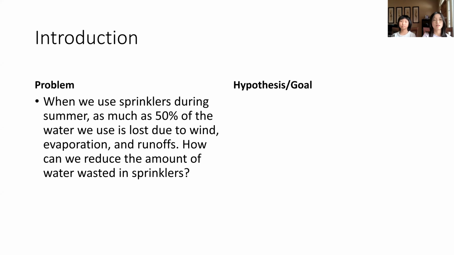So the problem is that when we use sprinklers during summer, as much as 50% of the water we use is lost due to wind evaporation and runoffs. Our question is, how can we reduce the amount of water wasted in sprinklers?